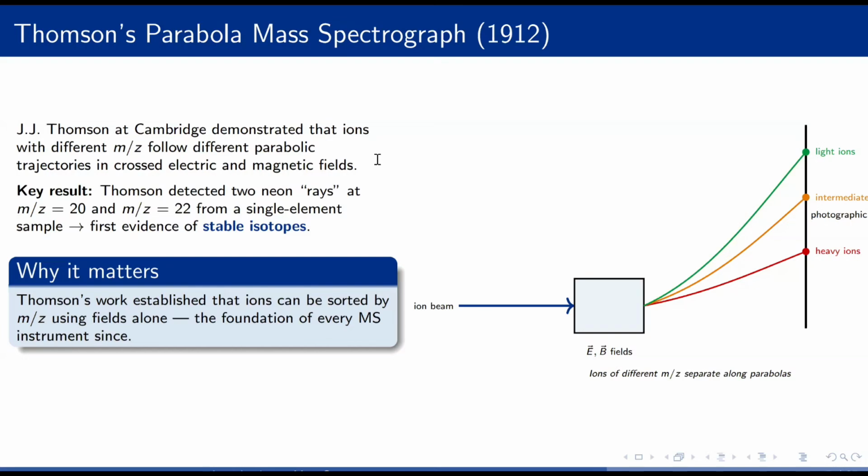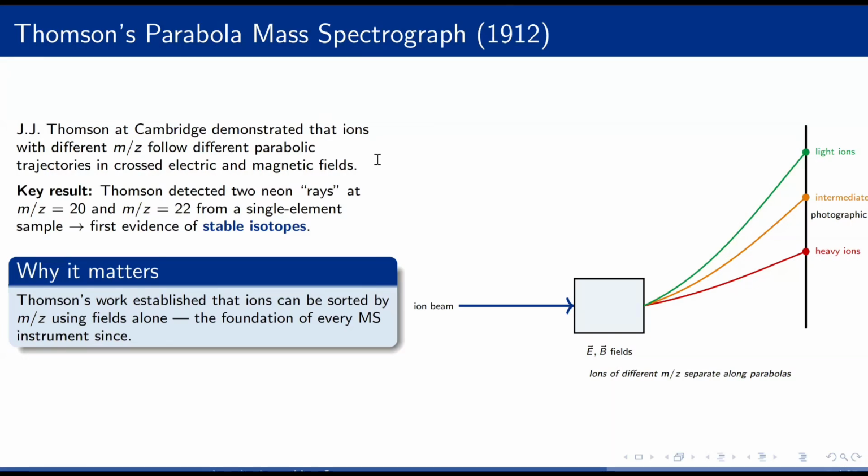The physics is this. The electric field deflects the ion by an amount proportional to its charge divided by its energy. The magnetic field deflects it by an amount proportional to its charge divided by its momentum. When you plot the two deflections against each other, each value of mass to charge ratio traces out a different parabola on the detector plate.